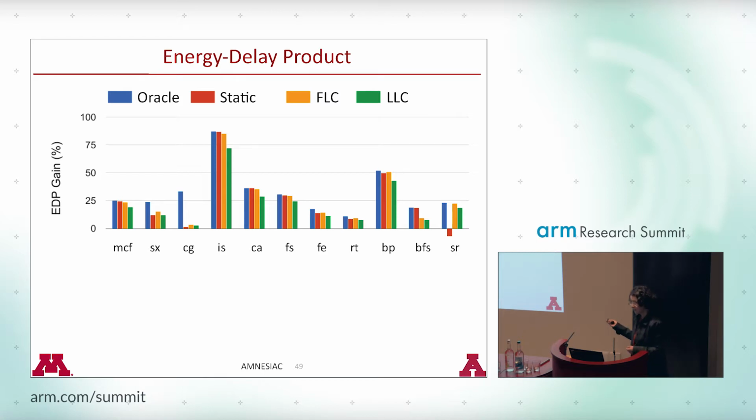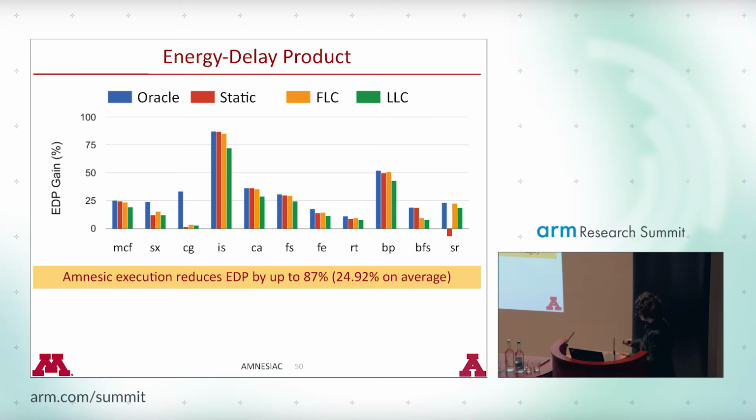Static is the runtime policy where no matter what, we trigger recomputation just blindly following the compiler hints. FLC triggers recomputation if the respective load misses in the first level cache, and LLC if in the last level cache. We also have an oracular policy which can, at runtime with 100% accuracy, determine where the corresponding load in the memory hierarchy would be serviced. So overall, we observe that Amnesic execution can reduce EDP by up to 87% and almost 25% on average.